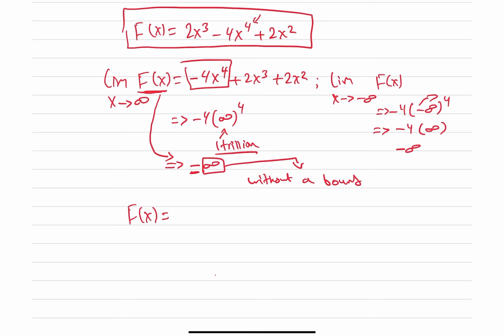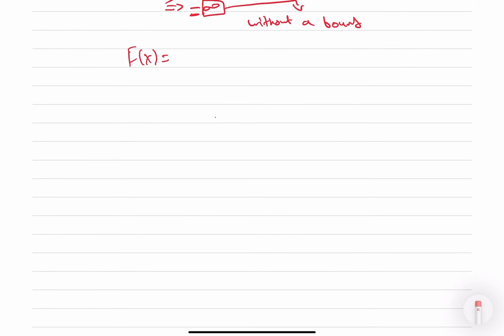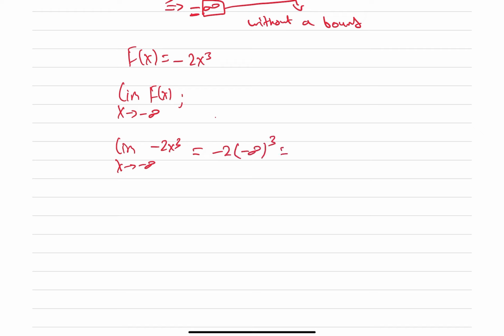All good? Very simple. Now, what if I have f of x equals negative 2x cubed? I'm not going to write anything else. Let's say I have the limit as x tends to negative infinity. Pause the video, try and solve this on your own. For f of x, what do I get? I get the limit as x tends to negative infinity of negative 2x cubed, which is negative 2 multiplied by negative infinity raised to the power of 3, which is negative 2 multiplied by negative infinity. Negative and negative cancel out. You're left with infinity, and that's it.